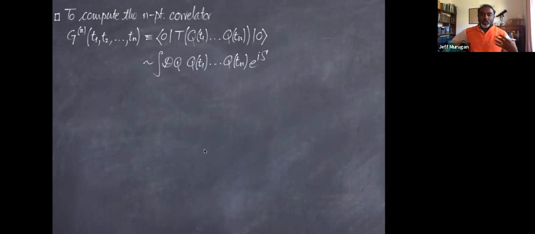But the point is, what we do is we insert some set of insertions into the path integral, and that's the thing that we want to compute. Now, I've put an approximately equal to sign here. In fact, what I should do is put a proportional to sign. And I can turn this proportionality into an equality by some appropriate normalization.